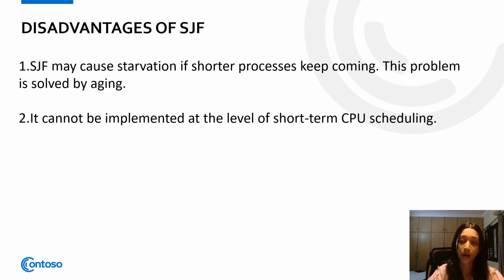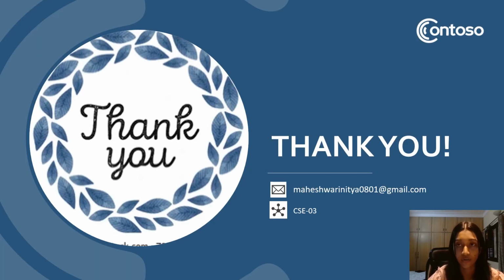So this was all about the shortest job first scheduling algorithm, in which we sort the processes first on the basis of arrival time, then on the basis of burst time, and we select the process that has the minimum arrival time and minimum burst time. So it reduces the average waiting time. So this was all about the non-preemptive shortest job first scheduling algorithm.